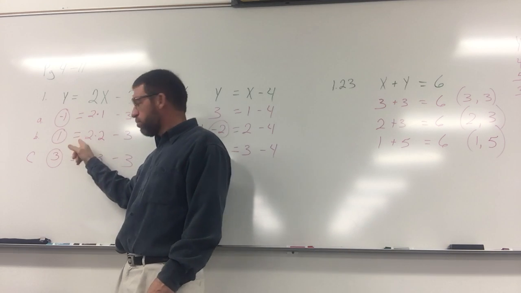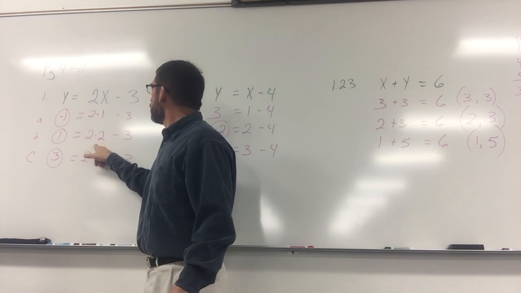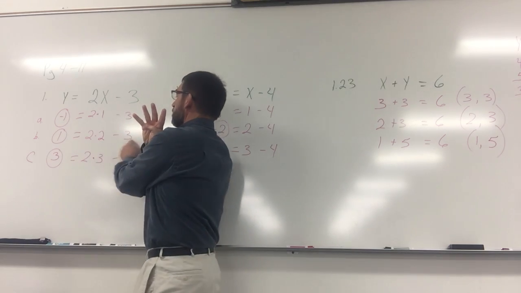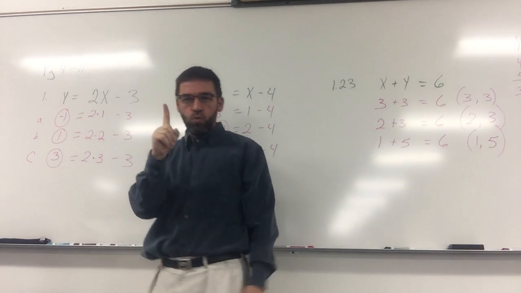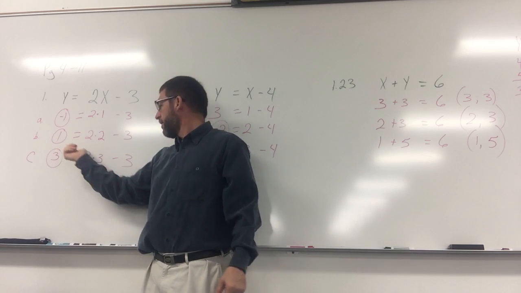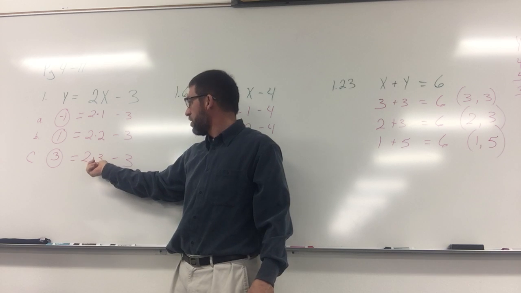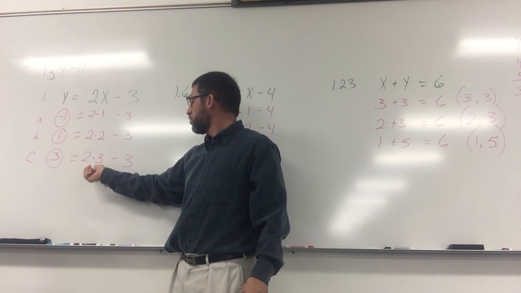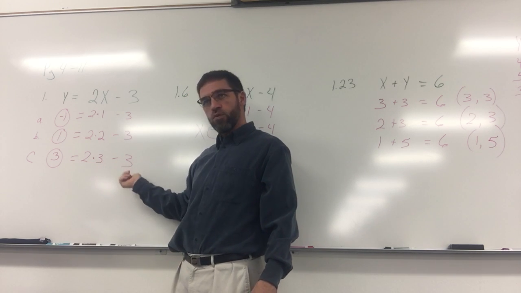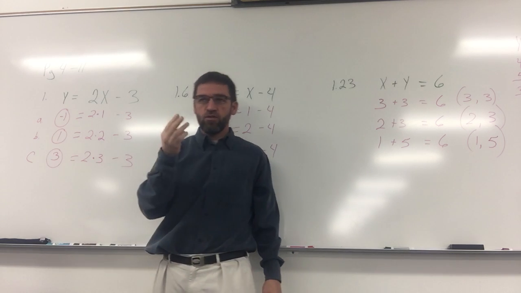Now for B, just moving across, they put 2 in for x. So if you go 2 times 2 is 4, and subtract 3 makes you 1 whole. So your y answer is 1. And you drop down to the next one, they put 3 in for your x. 2 times 3 is 6, subtract 3 would be 3. So your y answer is 3.